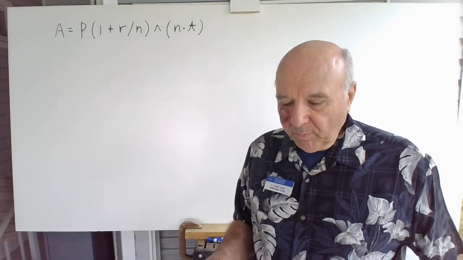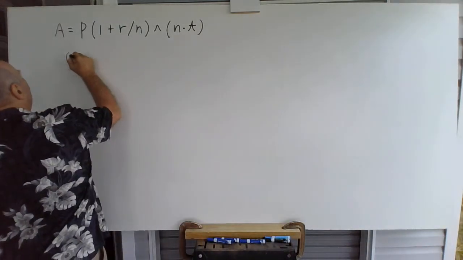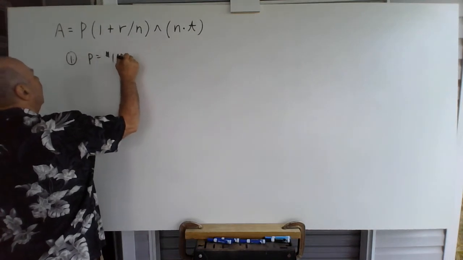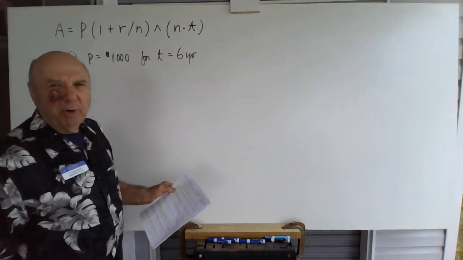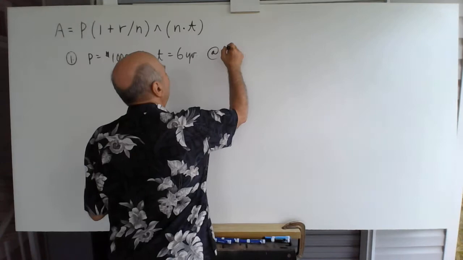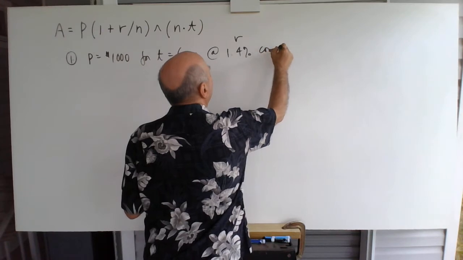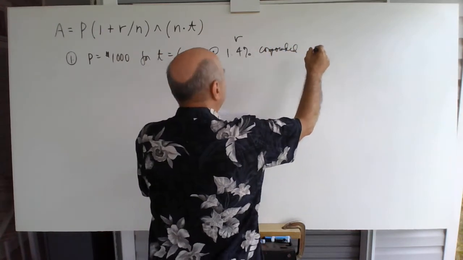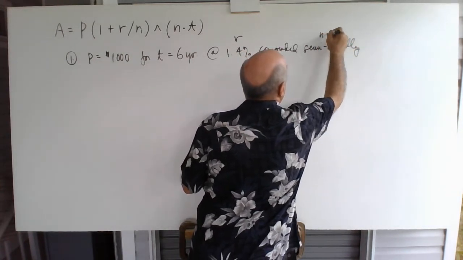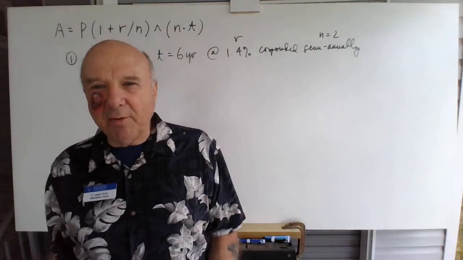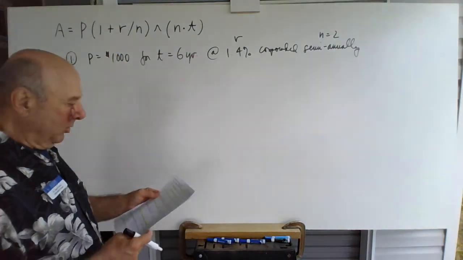So, number 1, we have $1,000 for 6 years at 1.4%. That's R. Compounded semi-annually. So N equals 2, because there are 2 half years in a year, so there are 2 compoundings, so N equals 2.